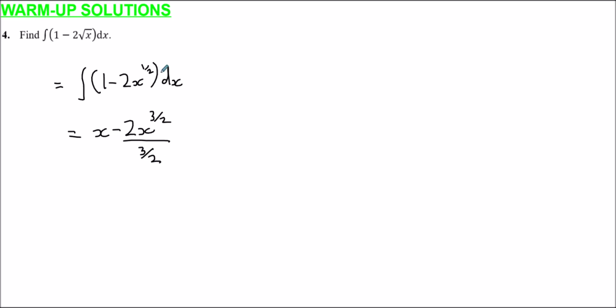And again, because it's an indefinite integral, we always need to remember to include a constant of integration, so plus c. This can be neatened up slightly, so 2 divided by 3 halves. It looks neat if we call that 4 thirds, so it's x minus 4 thirds of x to the 3 over 2 plus c, and that'll do.